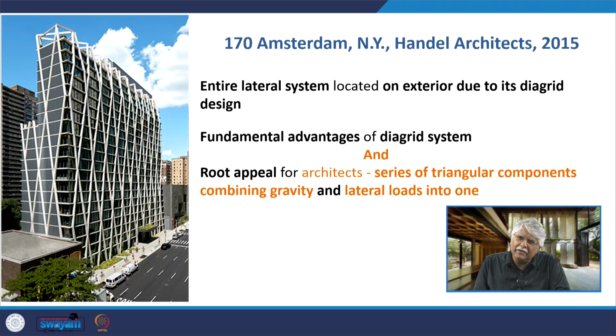So in the 170 Amsterdam building by Handel Architects, the entire lateral system, the Diagrid system, is located on the exterior. That means the exterior has this Diagrid design. The fundamental advantage, one is of course the aesthetic appeal for architects. Also, the series of triangular components combine both gravity and lateral loads into one.